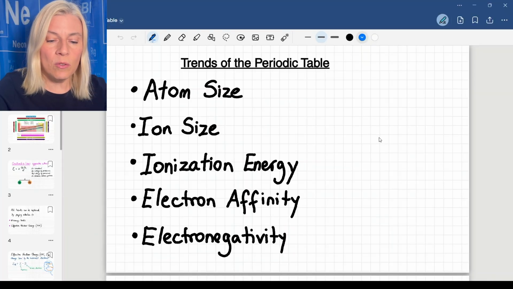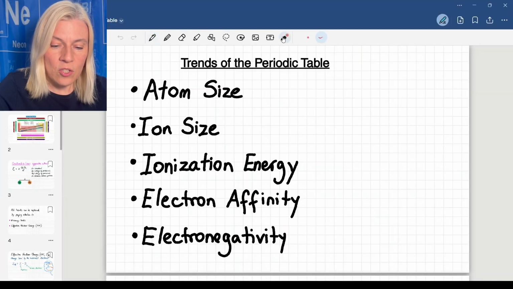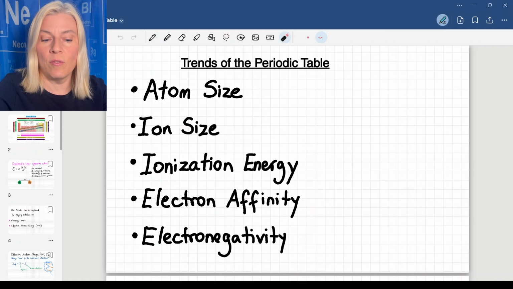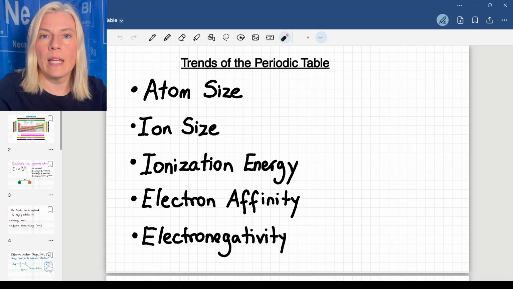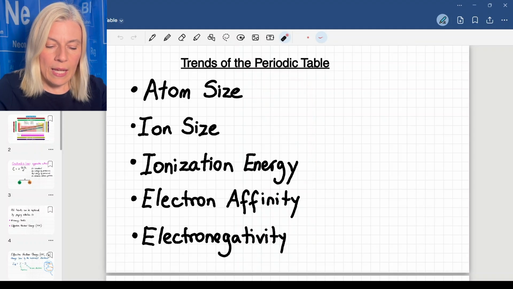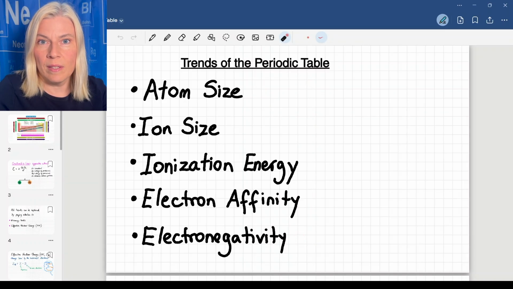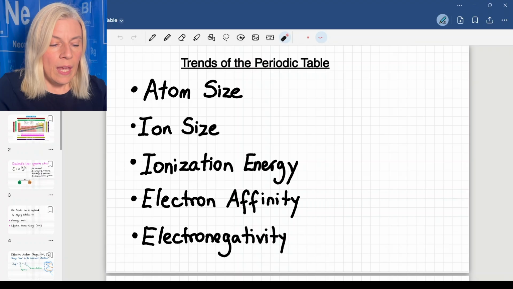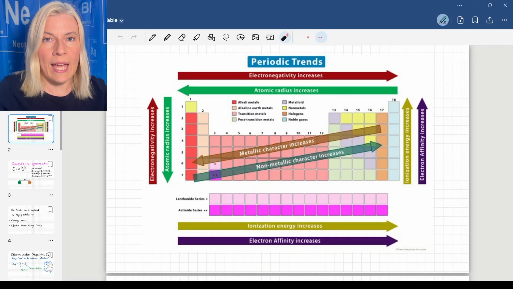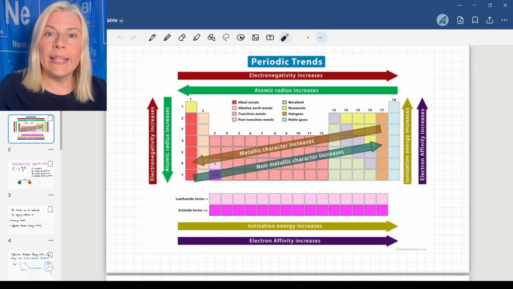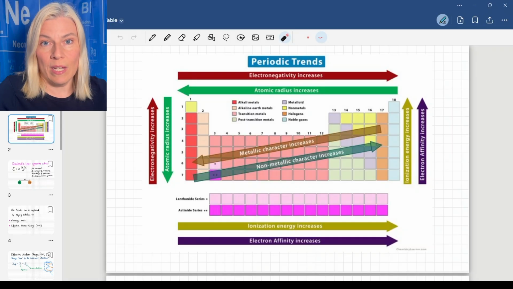So when you do trends of the periodic table, chances are you will have to be responsible for these 5 trends. And I'm going to say these 3 are very important. And then this one will become important when you talk about covalent bonds and molecules. And in your textbook, you probably have seen something like this.